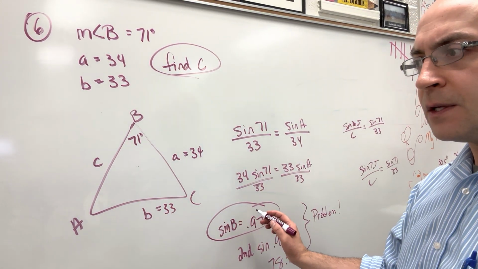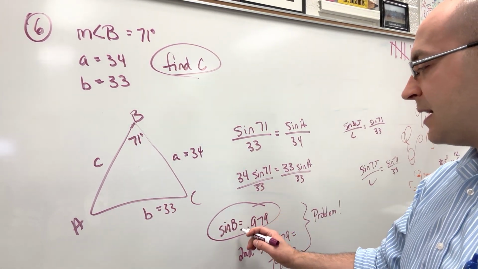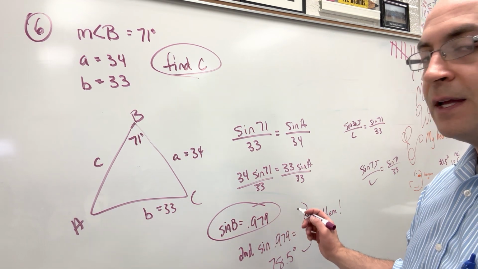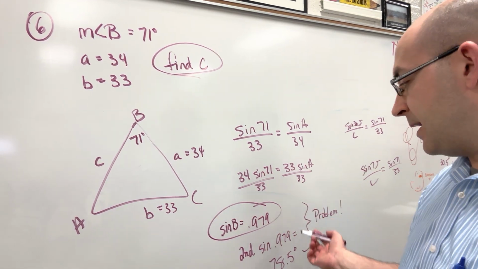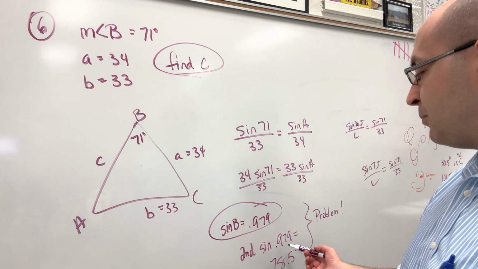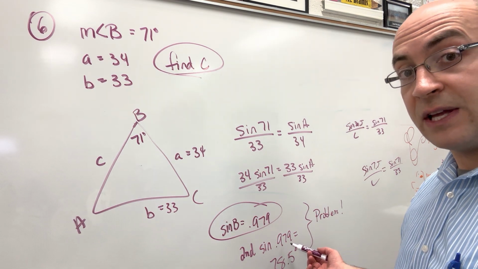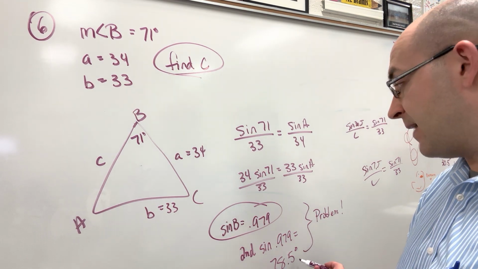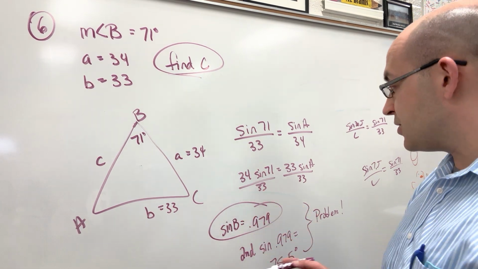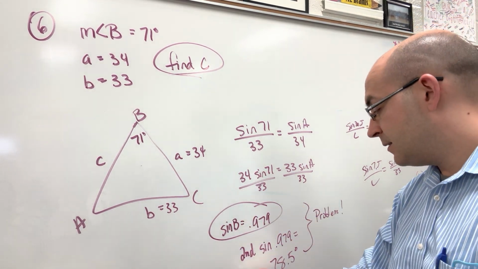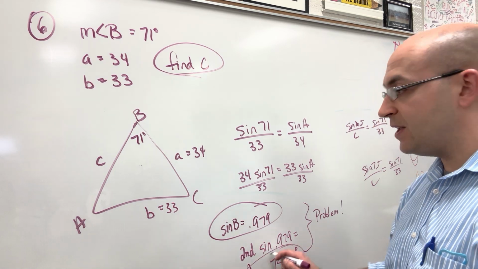Now, this is actually really important. I'm getting sine of B is 0.979, and that's not the bad part. The bad part is here. Second sine of 0.979, when I do that for the inverse, I'm going to get a value of 78.5 degrees, which is the angle measurement for A. So angle A is 78.5 degrees.